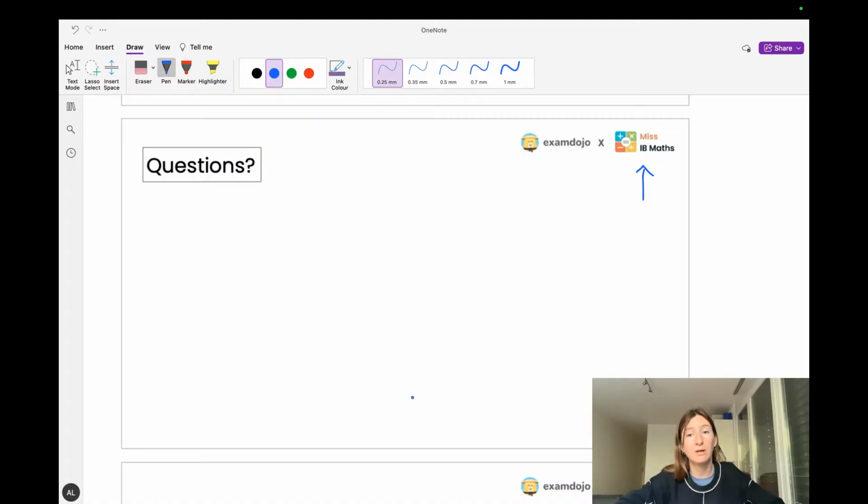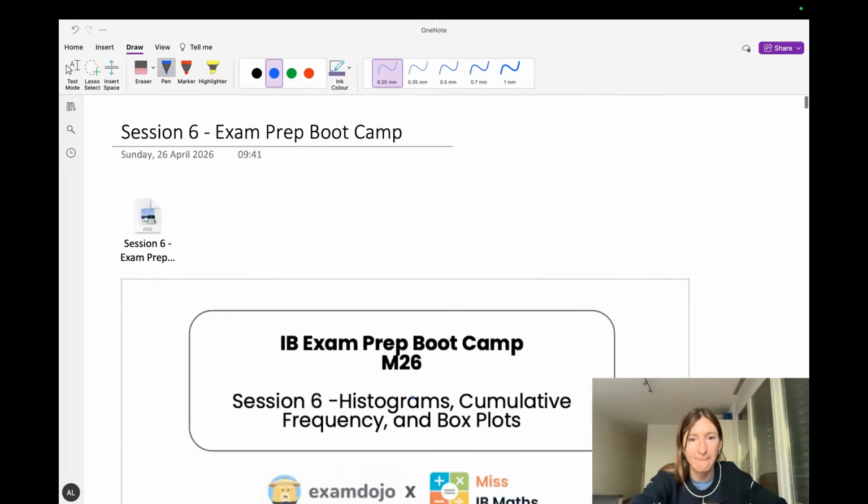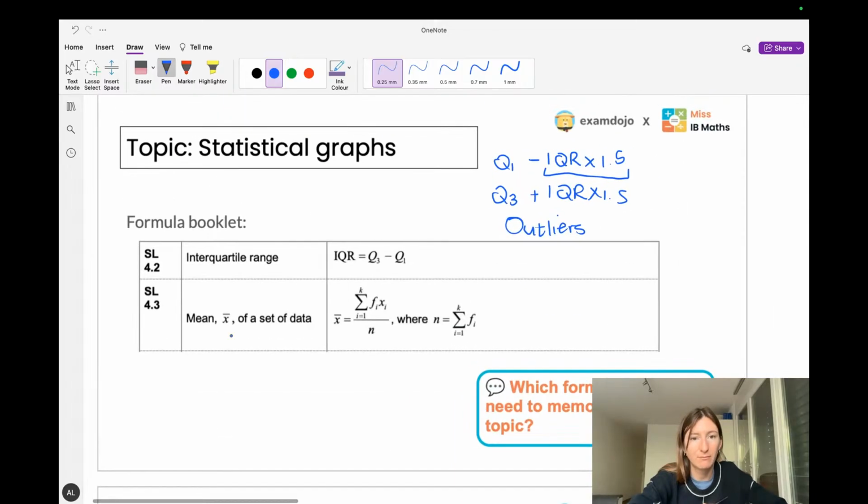The outlier formula is not on the formula booklet. So that was one of the ones that we had to memorize. Let me show you again the formula booklet. This is all you have. It's not a lot. The mean, like we were saying at the beginning, is not a very helpful formula. Just know that it's the sum of all the values divided by how many there are. They give the interquartile range. That's it for this topic. So you need to memorize the outliers formula.